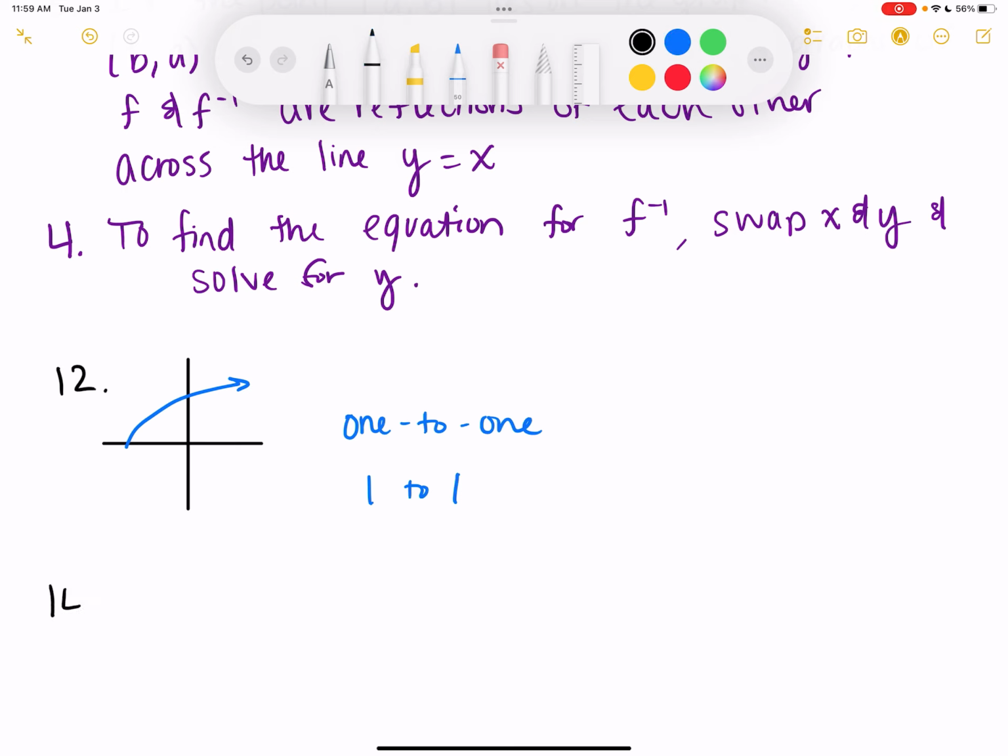How about this one? I think it's not 1-to-1. Okay, so it goes down, intersects at 2 points, so it is not 1-to-1.